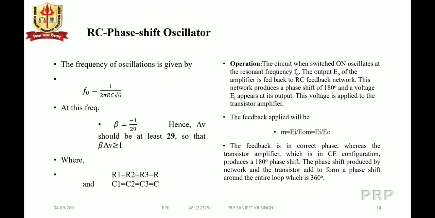So the feedback applied will be beta equal to EI by E0. The feedback is in correct phase, whereas the transistor amplifier, which is in CE configuration, produces a 180 degree phase shift. The phase shift produced by the network and the transistor add to form a phase shift around the entire loop. The entire loop phase shift is equal to 360 degrees.